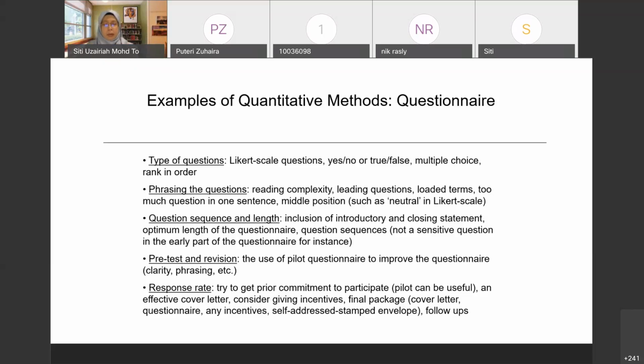Or you can have a questionnaire not only with Likert scale questions. You can also have close-ended questions with yes or no, true or false, and also multiple choices of answer. Or you look at ranking. Maybe you want to ask them about ranking in order.